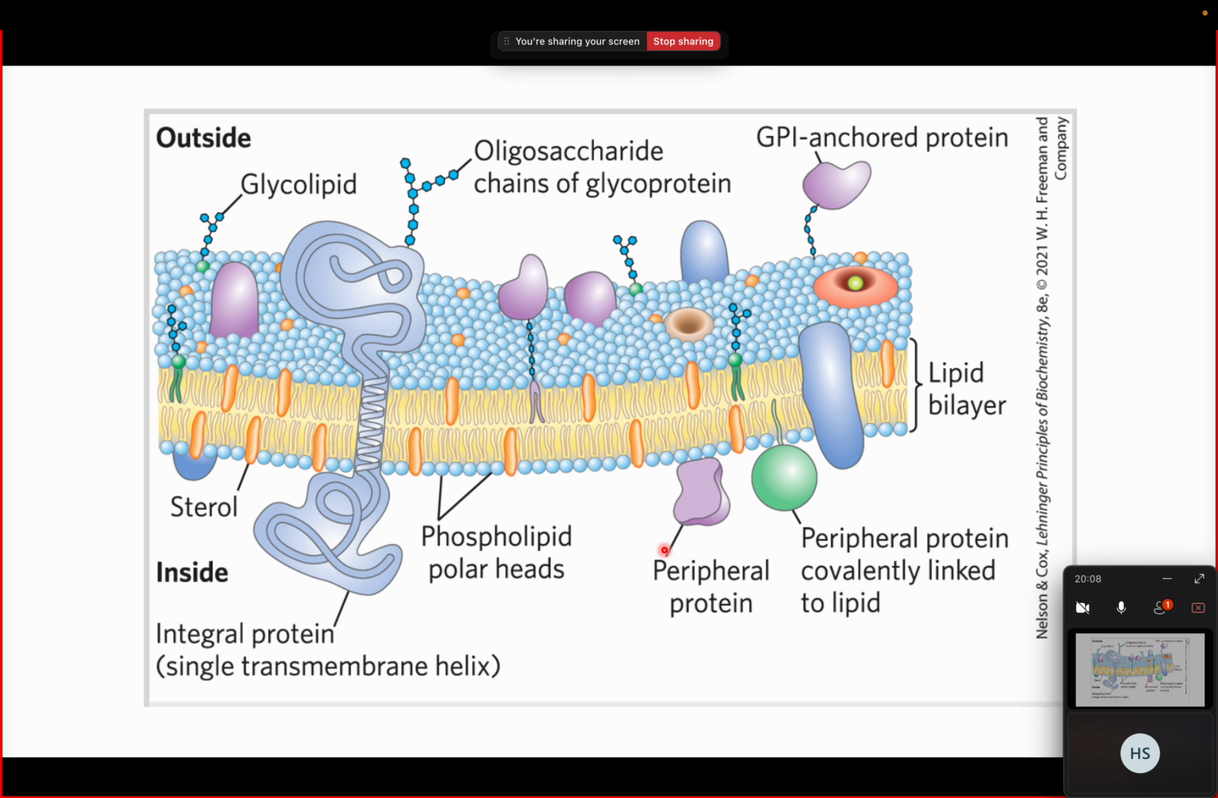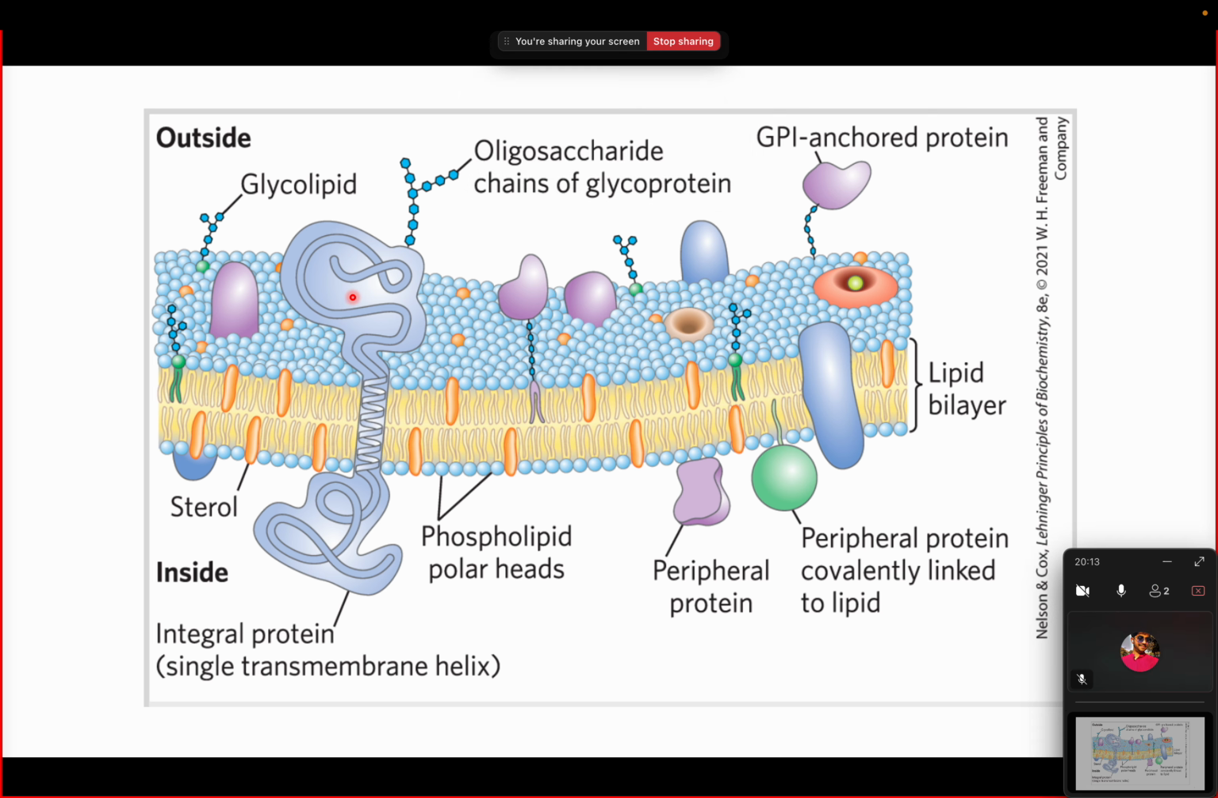Then on the other side of the membrane, we have GPI anchored proteins, we have oligosaccharide chains of glycoproteins and glycolipids. This is the one which represents that our cells are of different types. These can act as biomarkers, and they help us in identifying different cell types. So it's a clear distinction between the outside of a cell membrane and the inside of a cell membrane. Okay.